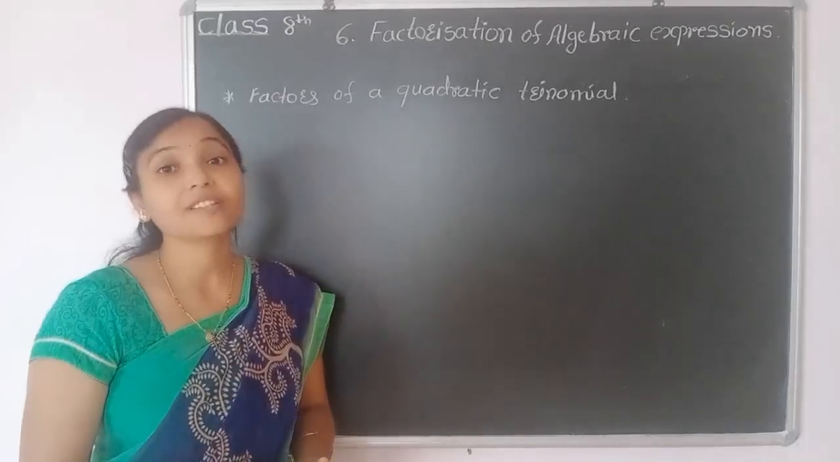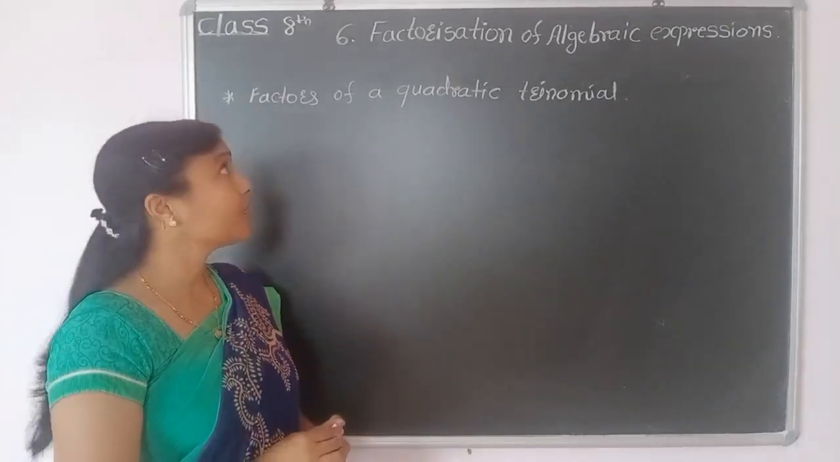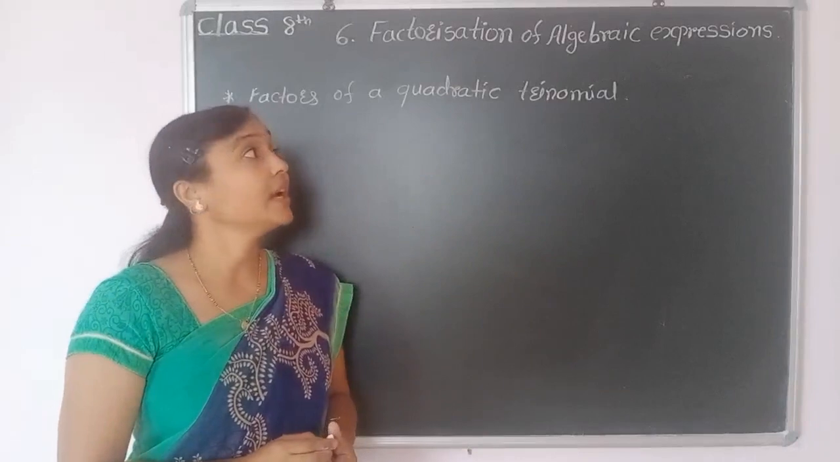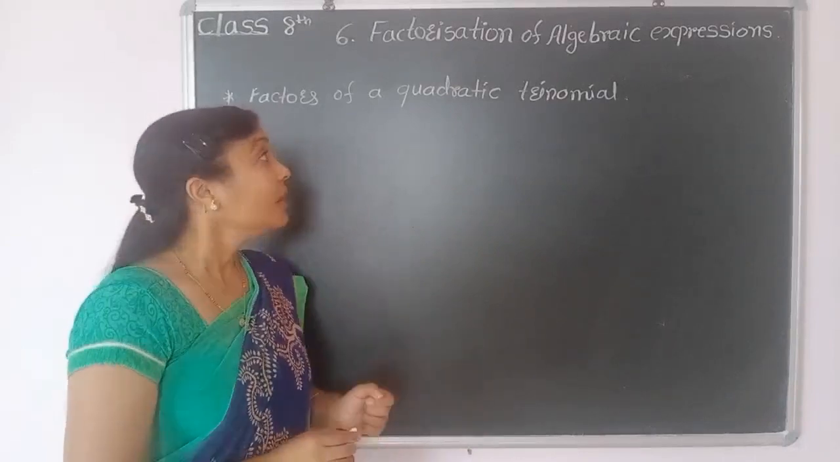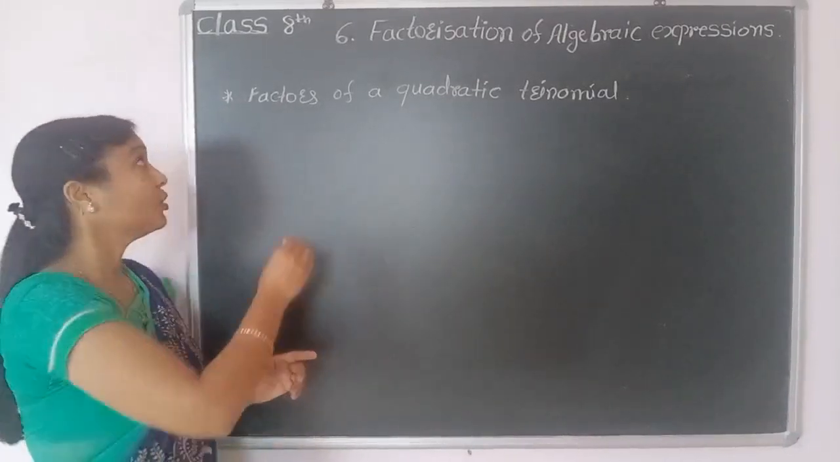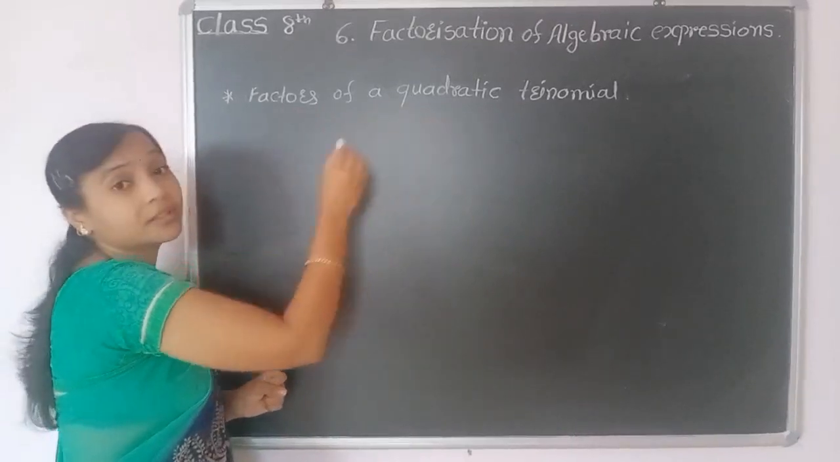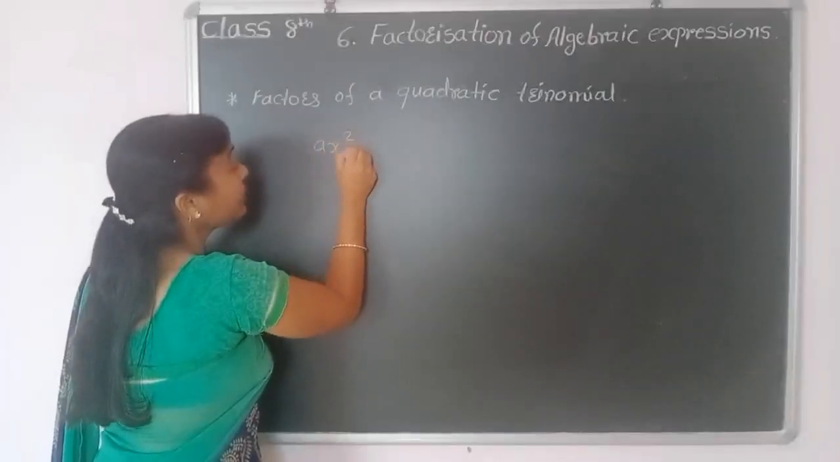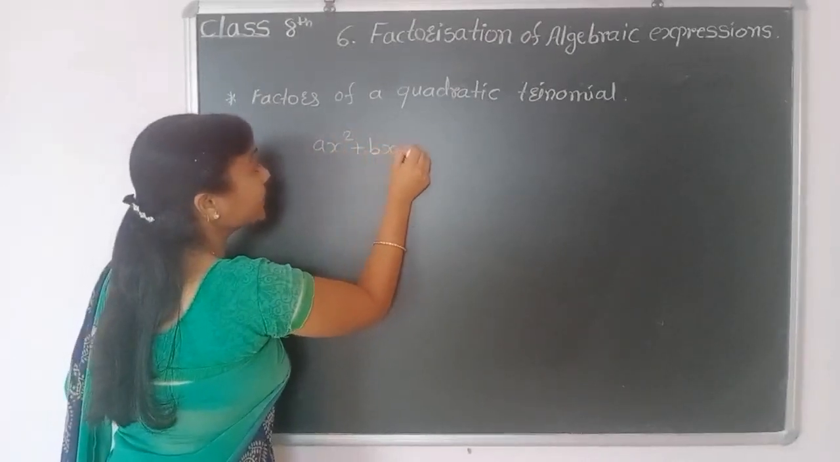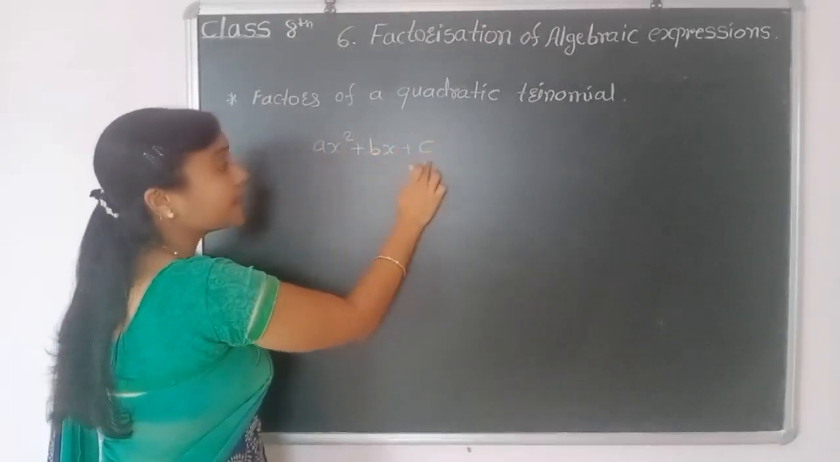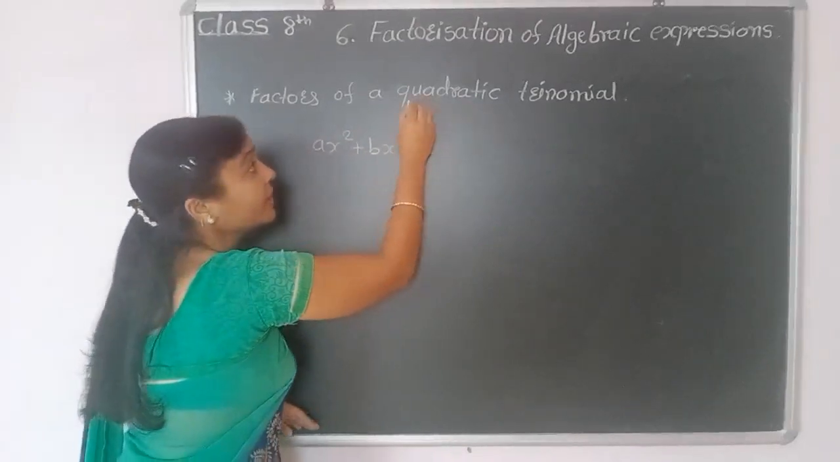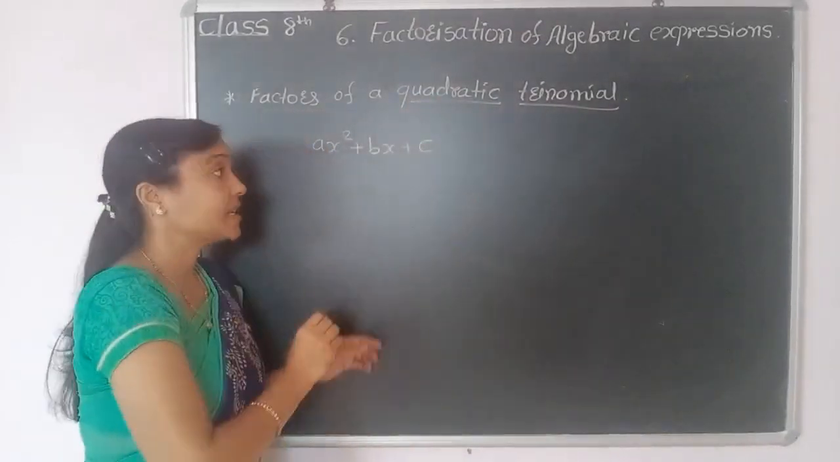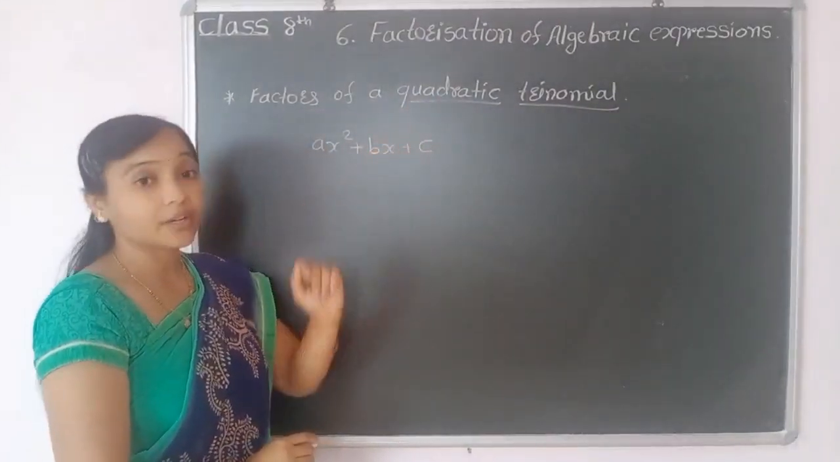Good morning, students. Today we start our new chapter, Factorization of Algebraic Expressions. In this, first we see the topic Factors of a Quadratic Trinomial, ax square plus bx plus c. This expression is called a quadratic trinomial.